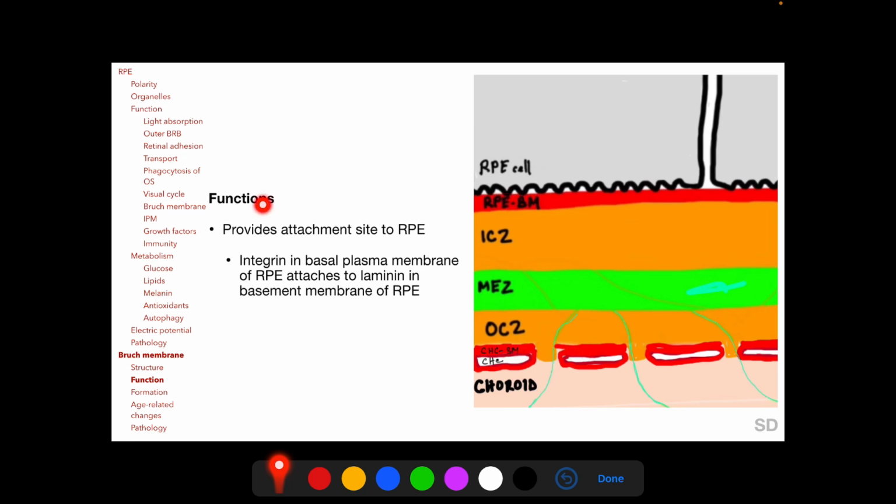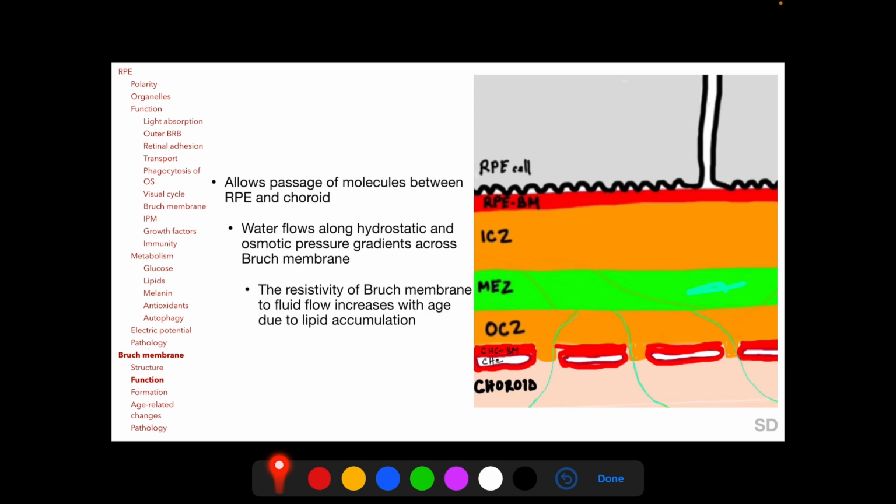Functions of the Bruch's membrane include providing an attachment site for the RPE, as we have mentioned previously in this session, and this is mediated by interaction between integrin in the basal plasma membrane of the retinal pigment epithelium and laminin in the basement membrane of the retinal pigment epithelium. The Bruch's membrane also allows passage of molecules between the retinal pigment epithelium and the choroid.